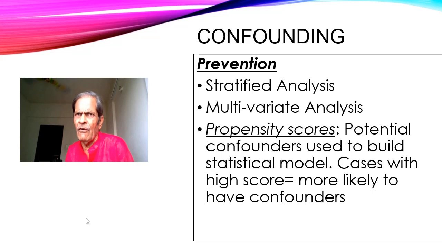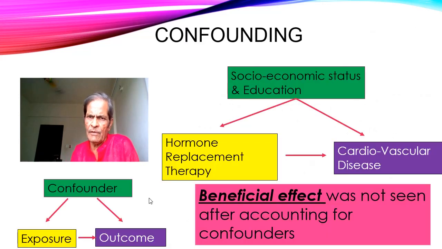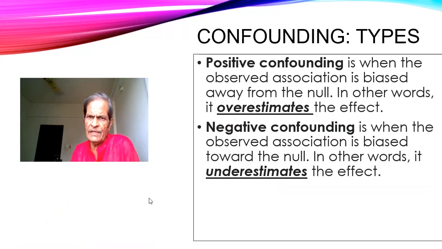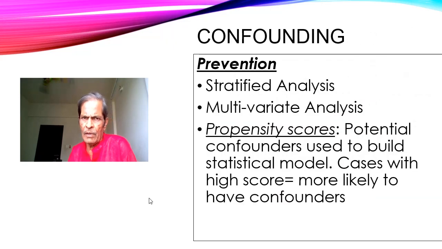The prevention of confounding at the planning stage means considering that the effect of the confounder will take place and arranging accordingly. But at the analysis stage, the confounding effect can be identified and minimized by stratified analysis. The technique of stratified analysis is done. In fact, in this particular study, the stratified analysis only had demonstrated the effect of the confounder.